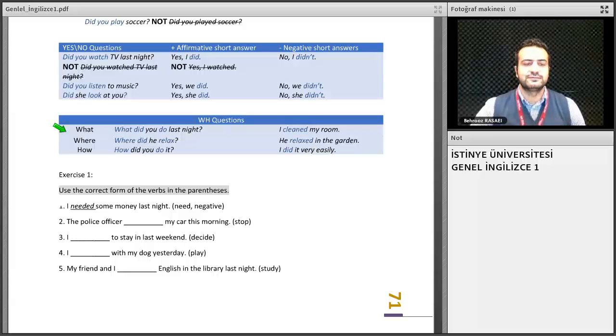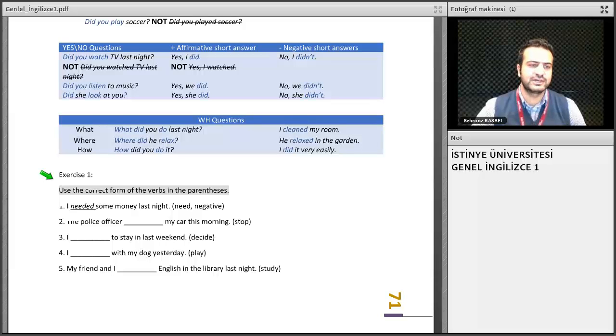WH questions with question words what, where, and how. What did you do last night? I cleaned my room. So: question word, did, subject, verb 1, time adverb. Again, question word, did, you, you is the subject, and after that the verb. So I did it very easily. He relaxed in the garden, and I cleaned my room.